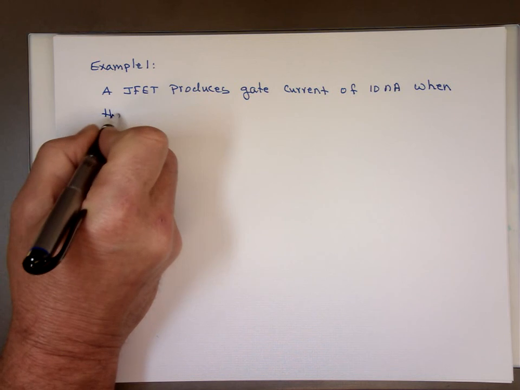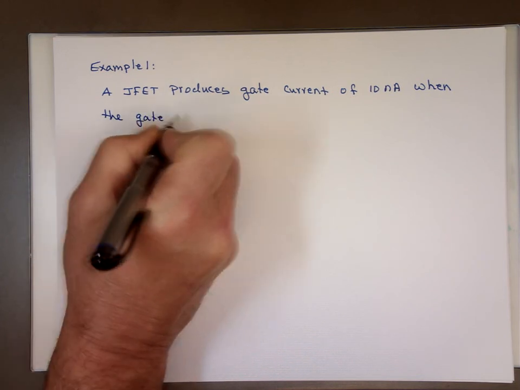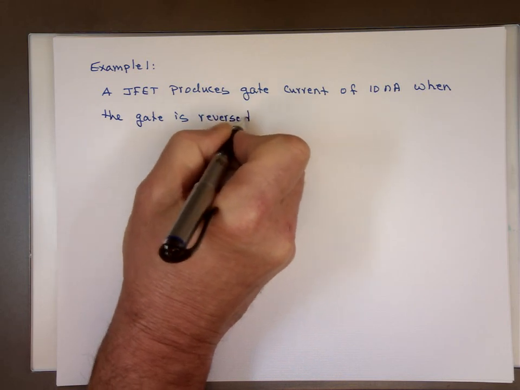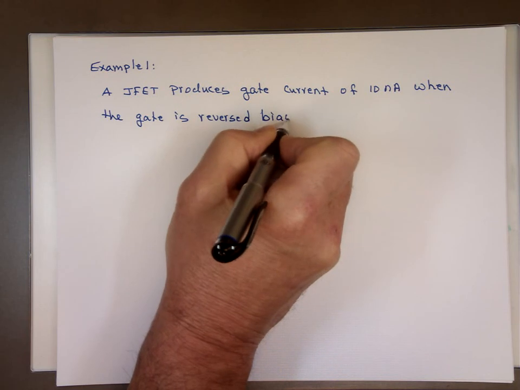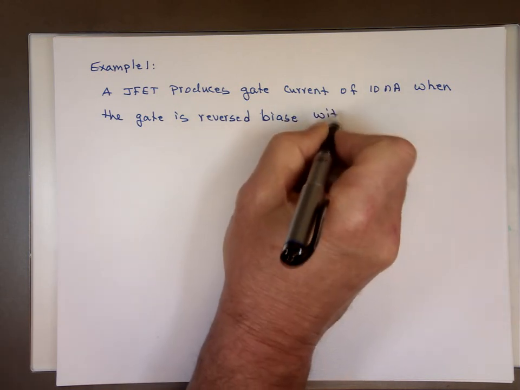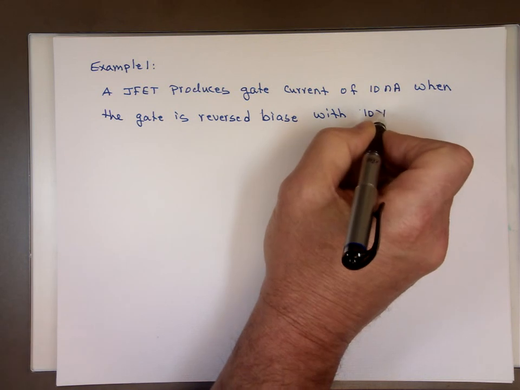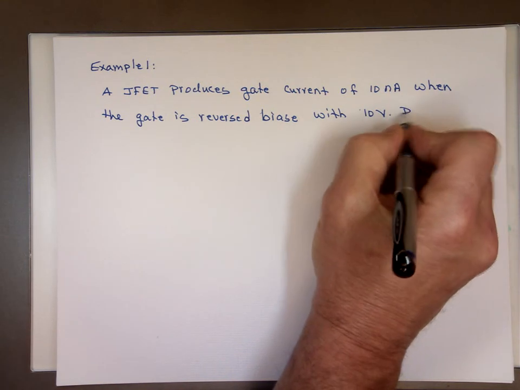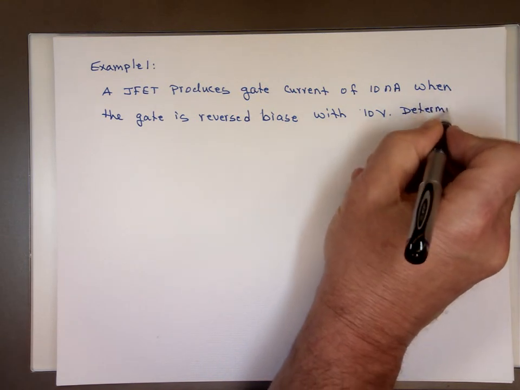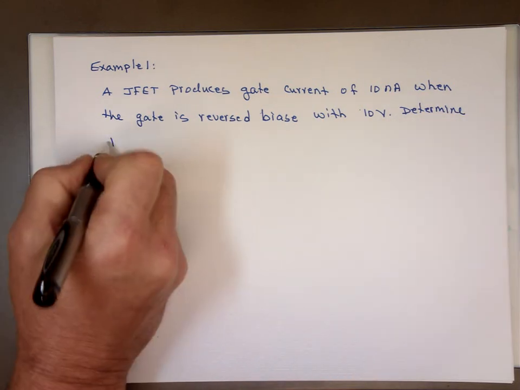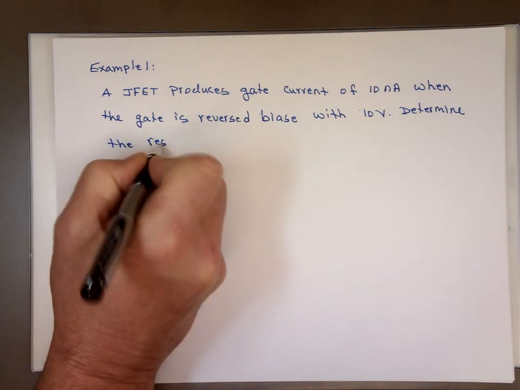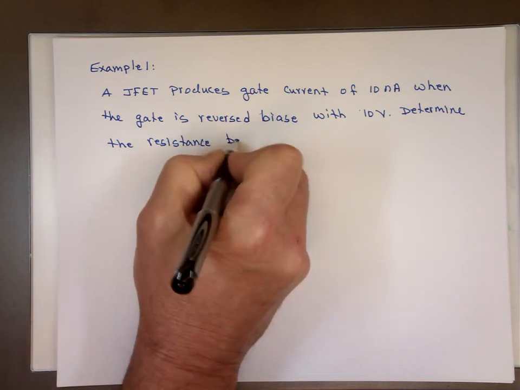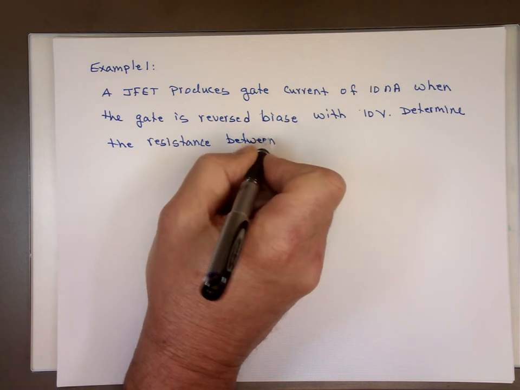when the gate is reverse biased with 8 volts or 10 volts, I don't know. Assume we have that. Can you determine now the resistance between, let's look at between the gate and the source.